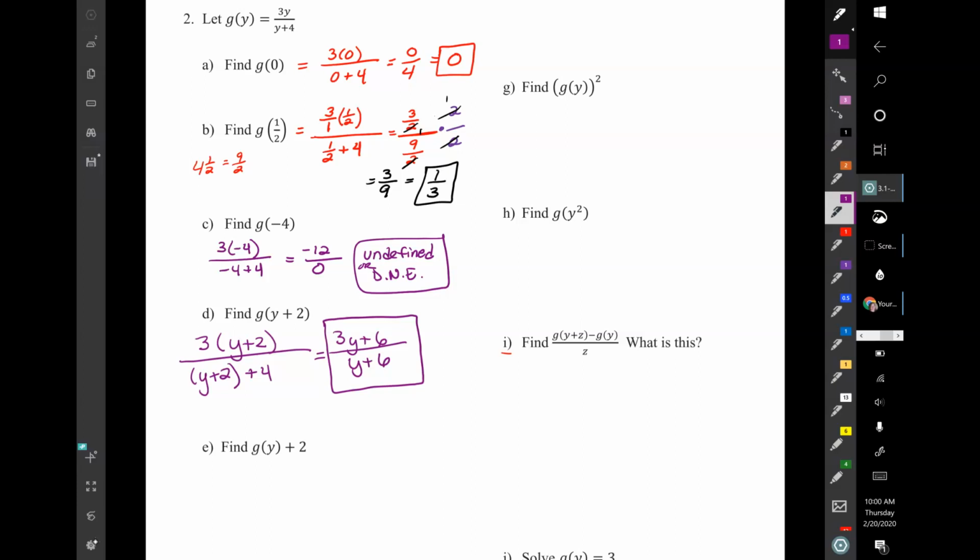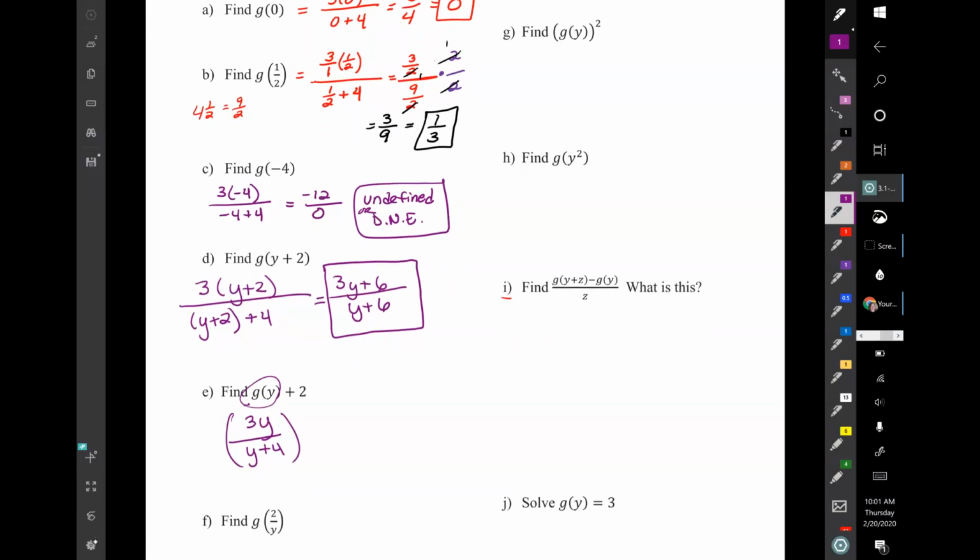We have E, find g of y plus 2. Sometimes when I put these on, people say, did you make a typo? No, I want you to take g of y, which is 3y over y plus 4, and put parentheses just in case you need them, but I think we're good here. And then plus 2. Can we simplify that any further?